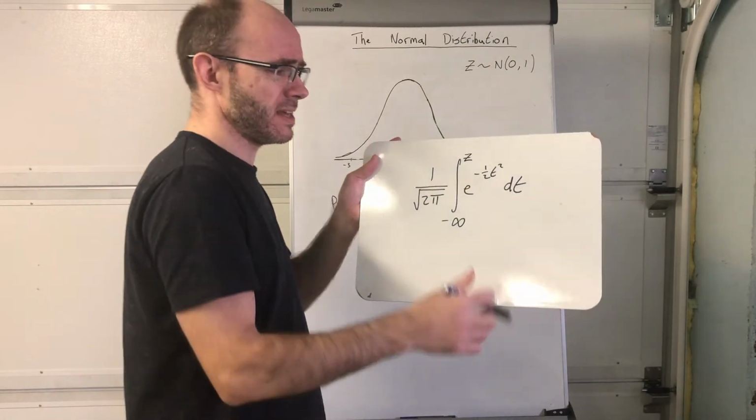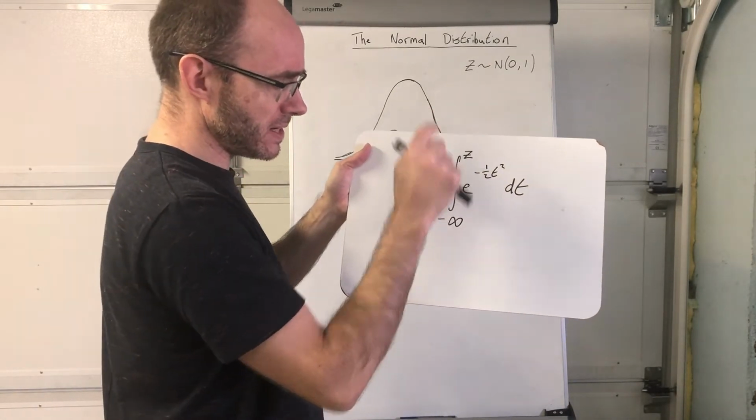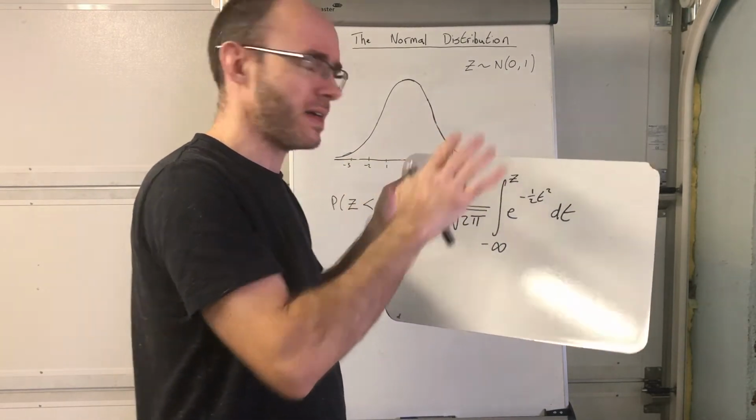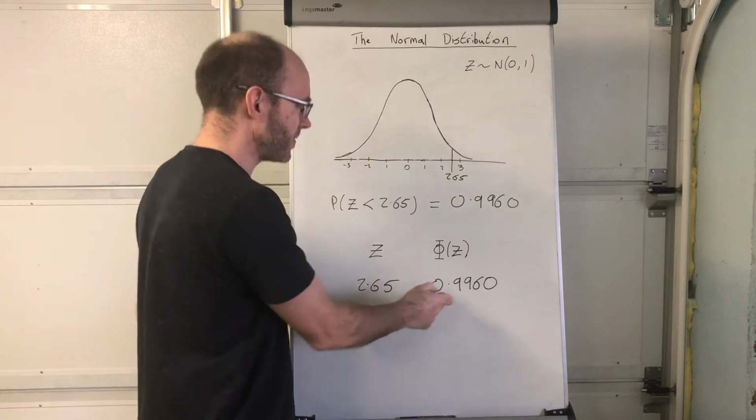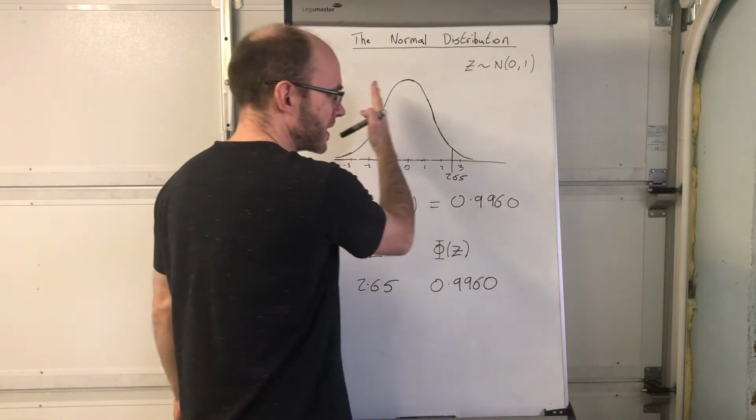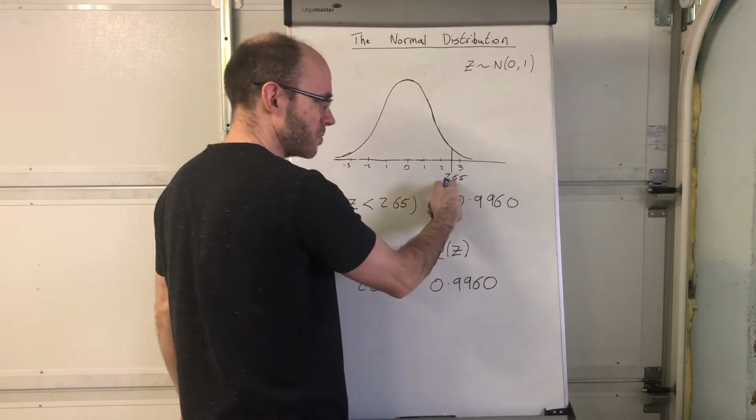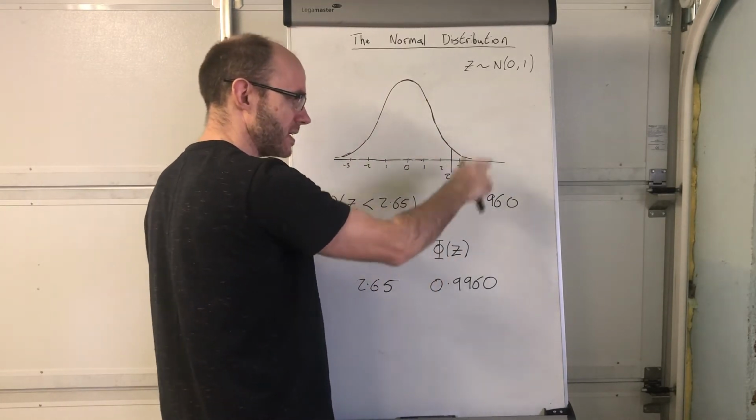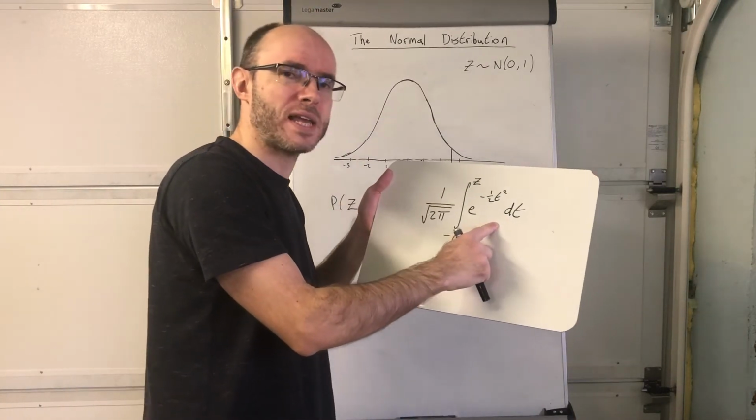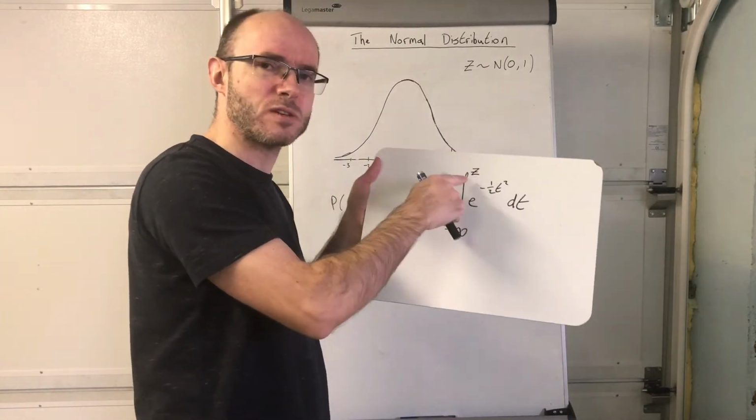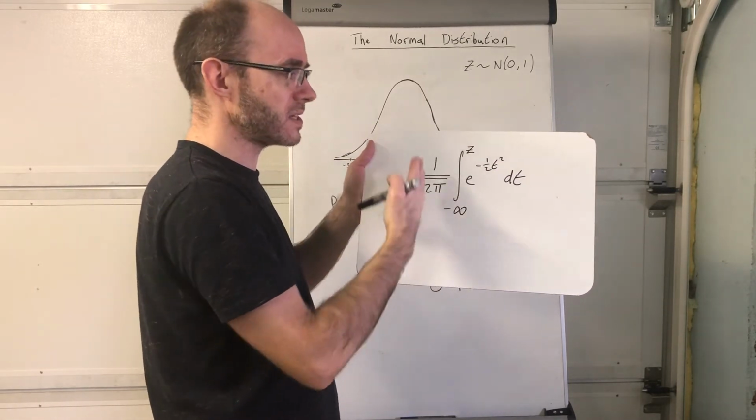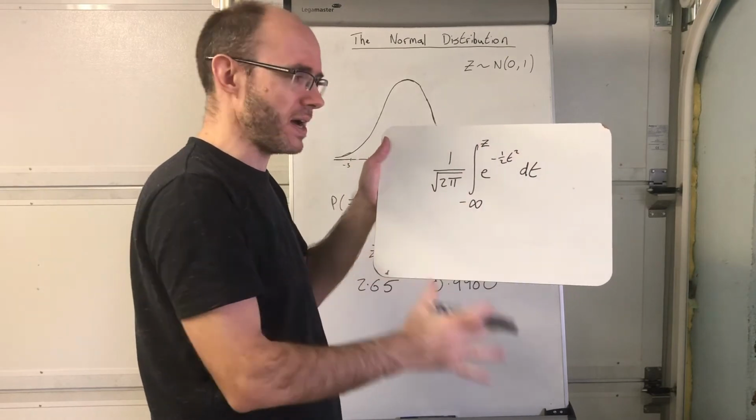It's saying that the area between negative infinity and a particular value of z is given by this. So from the far left, from negative infinity up to a particular value, where z in this case is 2.65, the area of that is 0.9960. So basically that's what the formula is there for. It's telling you that for each value of z specified in the table, the area from negative infinity up to that value of z is given by the actual table, okay?